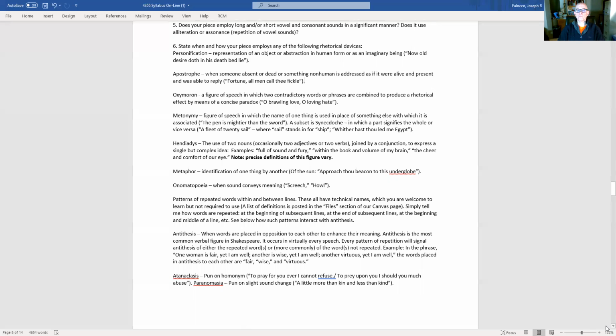Then we have my favorite, paronomasia, the pun on a slight sound change, as when Hamlet says, "a little more than kin and less than kinned." Yes, most actors you will hear today say kind. The word is actually kind, related to the German word kinder, meaning children. Because what's just happened is Claudius speaks of Hamlet. He says, "Now, our cousin Hamlet and our son."